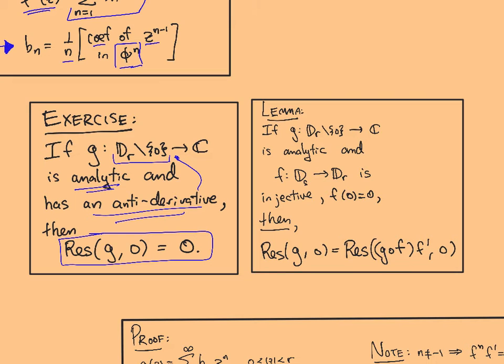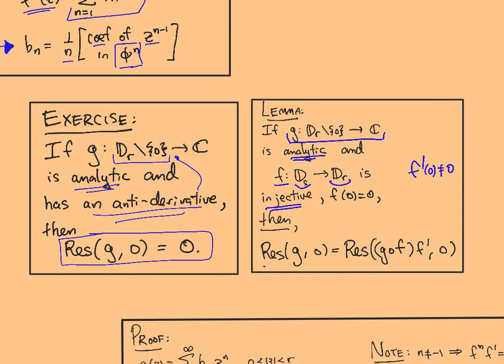So here's the main lemma that we'll use. It's sort of a change of variables for residues. And we'll have other ways to explain this formula later, but we can prove it directly right now. So assume F is analytic, assume G is analytic on a punctured disk. And then suppose we have F mapping some small disk into some smaller disk, and assume it's injective. So we also have F prime of 0 is non-zero.